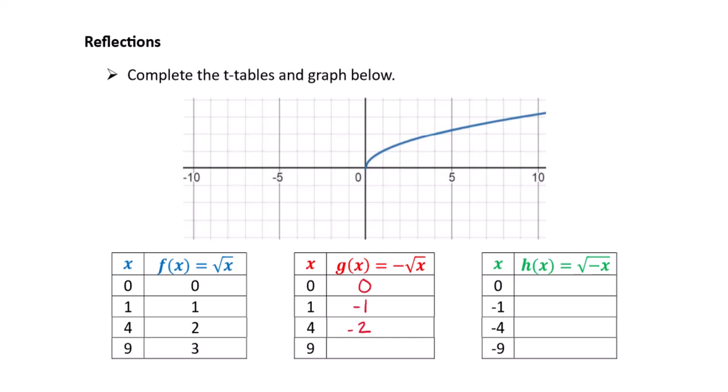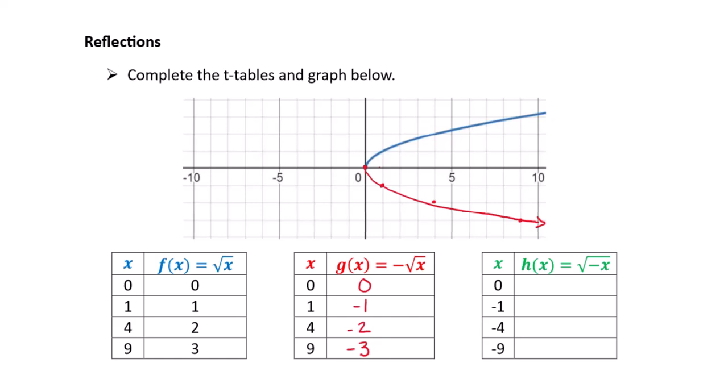And the square root of 9 is 3 times the -1 in front gives me a -3. Let's go ahead and graph that. I have (0, 0), (1, -1), (4, -2), and (9, -3). Try and connect that smoothly, and you can see there is a reflection.